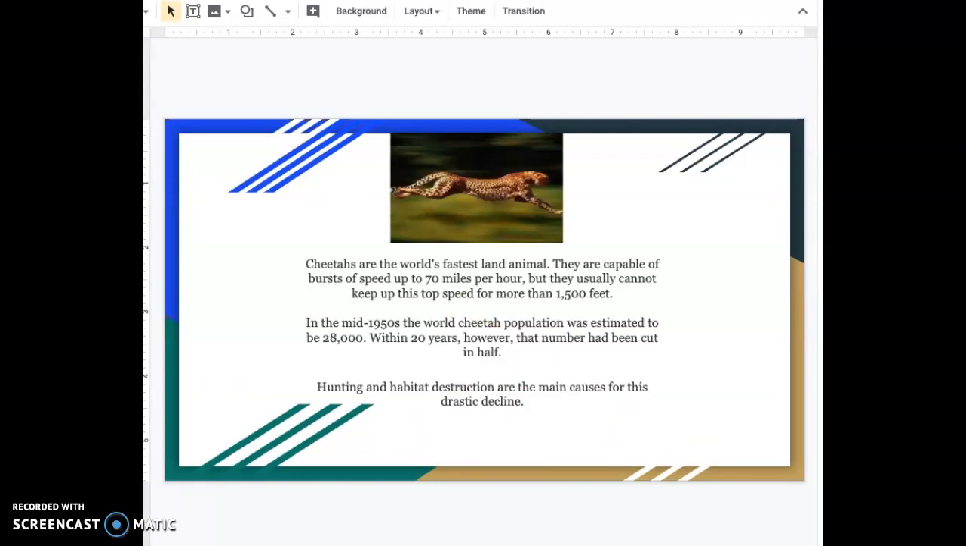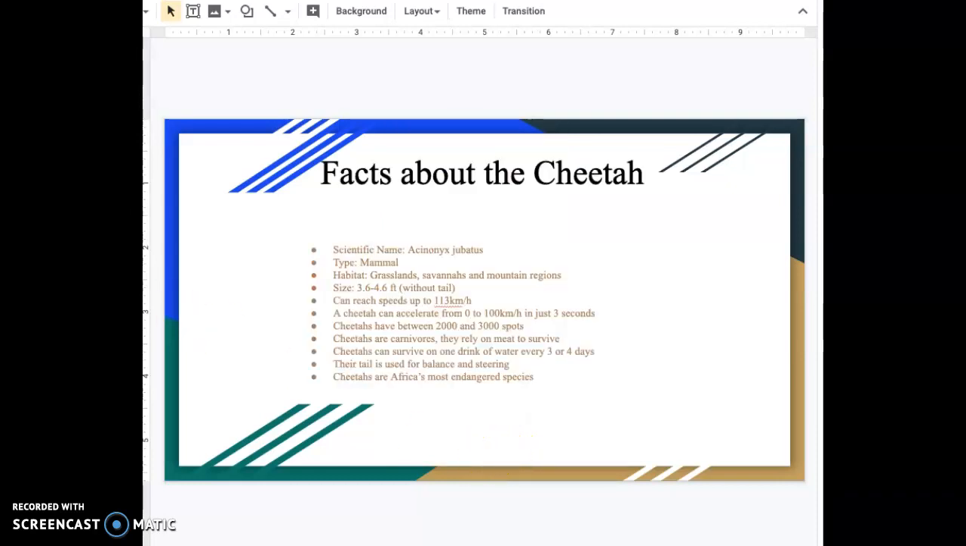The second slide, some information about the cheetah. It is the world's fastest land animal. In the 50s is when it started being cut down within its population. Again, you're going to do this with the animal which your groups have selected. Have a facts page about your animal. Here are some facts about the cheetah for you to go through if you'd like to.